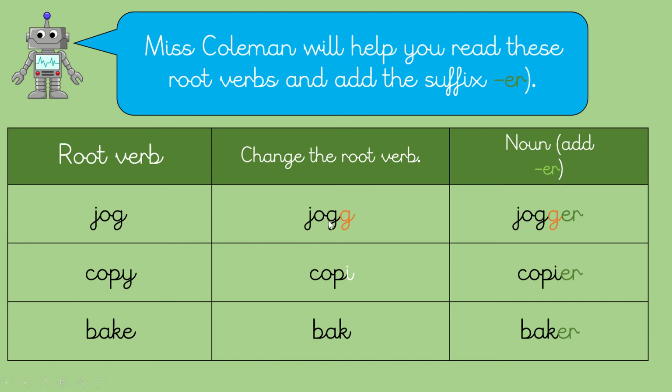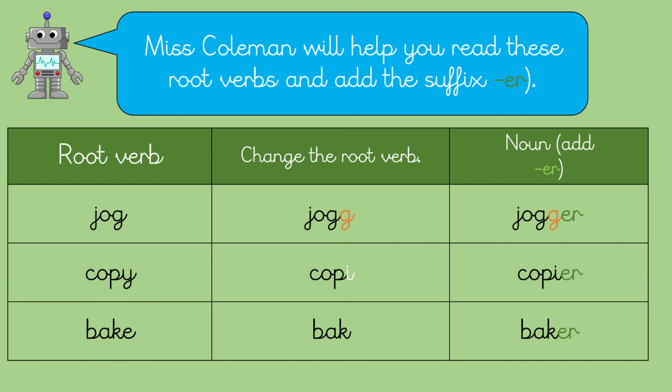Okay, let's read this one. Brilliant, it's "copy". Now this one ends in a Y, so we've got to change it to an I. So this is why it's changed here. And then we've got to add the ER to the end. Can you read this one? Brilliant, it's "copier". That's somebody that copies something. Have a go at reading this one.